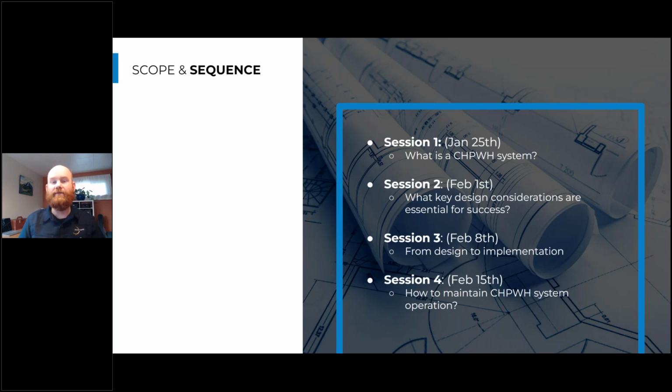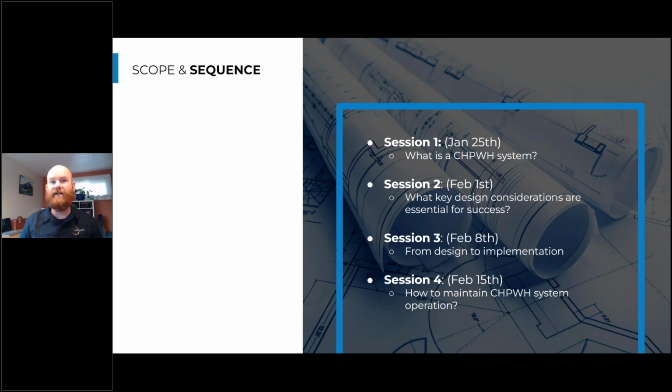Session 2 is really focused on some of the key design considerations. So this is looking through the designer, the plumbing designer, or the engineer on the project, and understanding what are some of the key design considerations that they need to be aware of and attentive to make sure these systems get installed effectively and result in very efficient operation in the buildings.